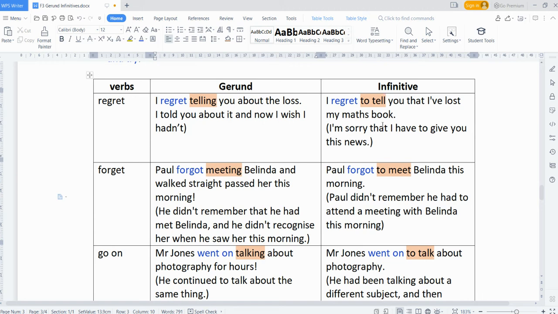Next, infinitive. Paul forgot to meet Belinda this morning. This sentence pula maksudnya, Paul didn't remember he had to attend a meeting with Belinda this morning. Ayat ni pula maksudnya, dia terlupa yang dia sepatutnya jumpa Belinda tu pagi ni.